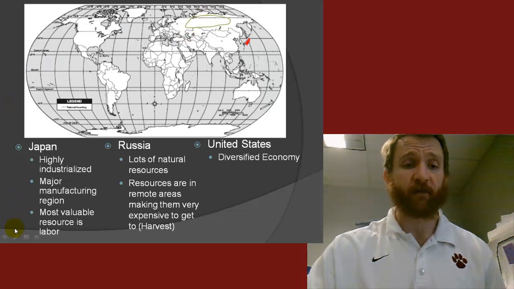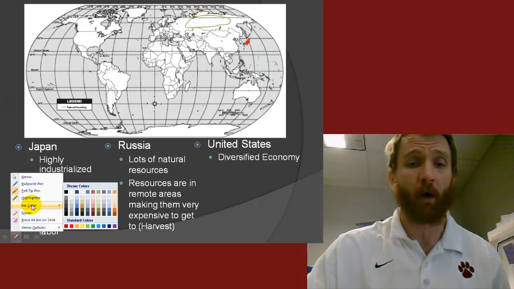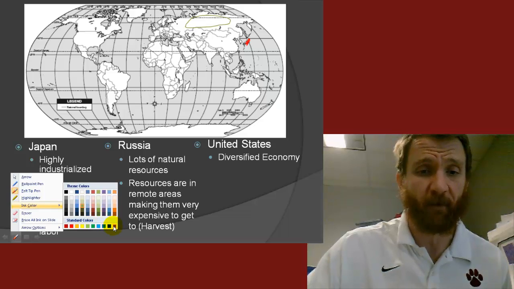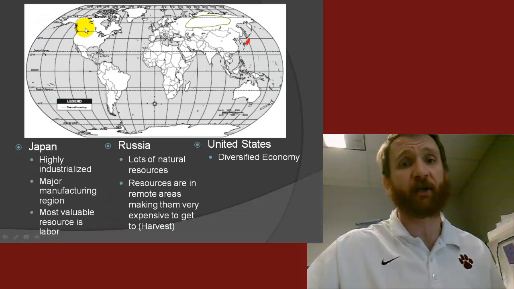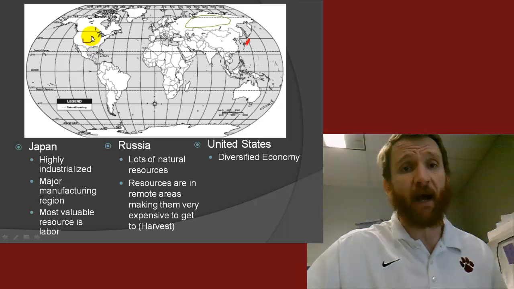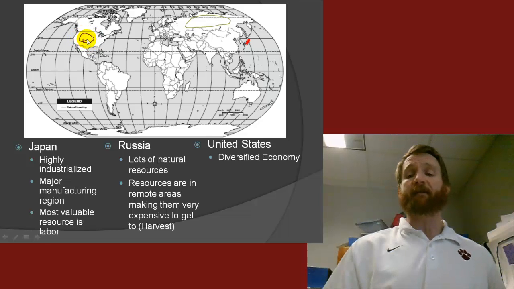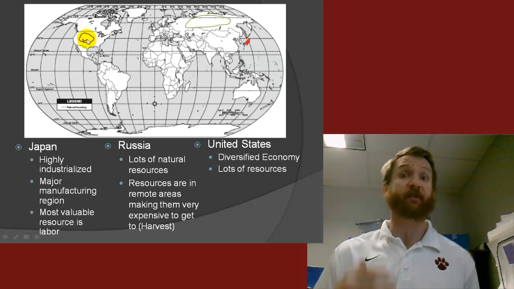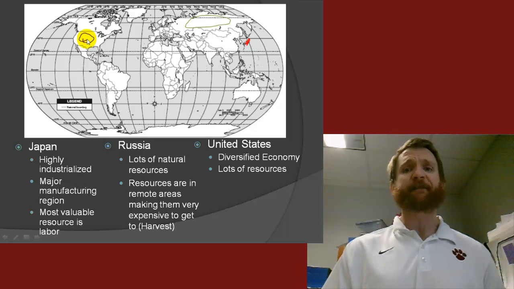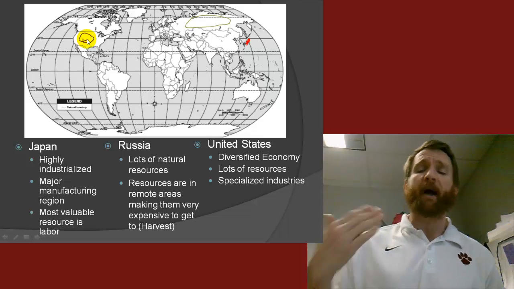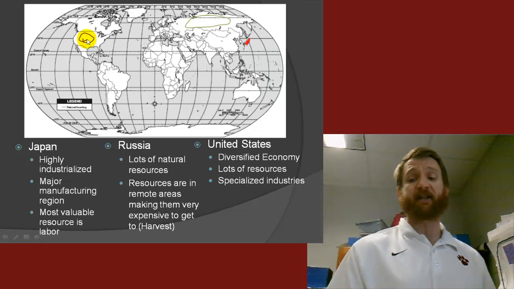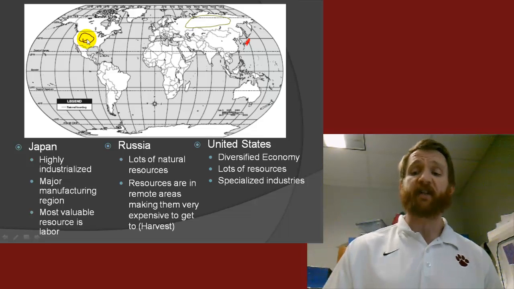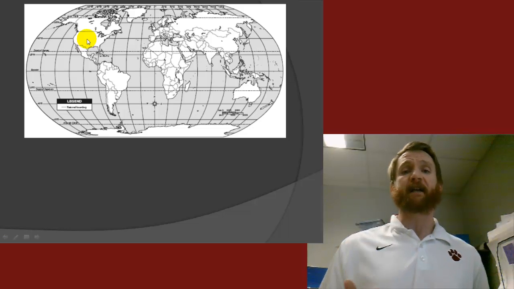The U.S. has one of the most diversified economies in the world, and I'm going to highlight the U.S., although if you don't know where the U.S. is, we've got some bigger issues. The U.S. is right here, okay? And we have a very diversified economy with lots of natural resources, and that enables us to do a lot of different things pretty efficiently. But we do have some specialized industries like aircraft, cars, steel manufacturing that gives us a lot of money.